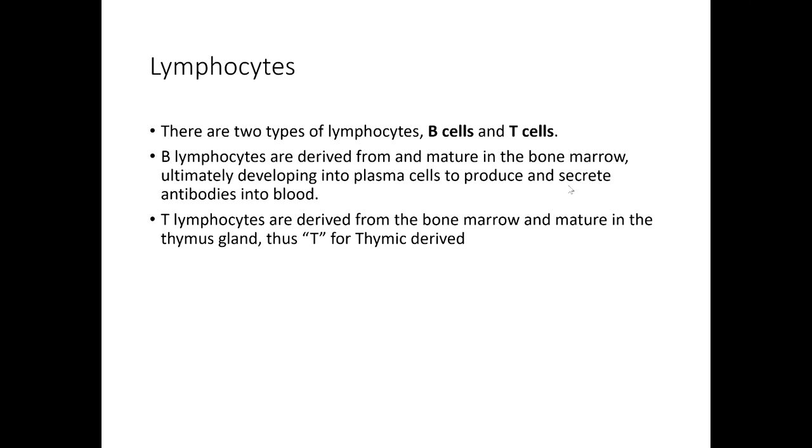So B cells, they're going to be from the bone marrow. They stay in the bone marrow and they mature in the bone marrow and they develop into what we refer to as plasma cells, which are going to be antibody secreting cells. T cells, they're going to be derived from the bone marrow, but then they go to the thymus and that's where they mature, and hence we call them thymic derived or T cells.